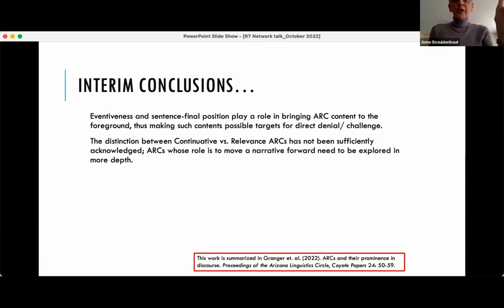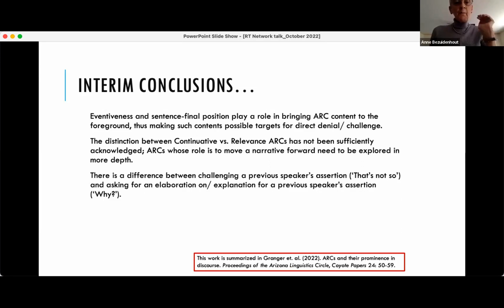The distinction between continuative and relevance arcs that we have been exploring, we think, is an important and understudied element of the experimental work. So these are arcs that move the narrative forward. They need to be explored in more depth.